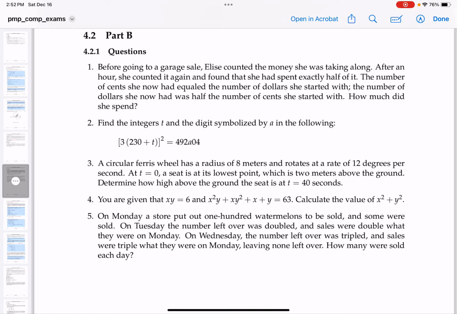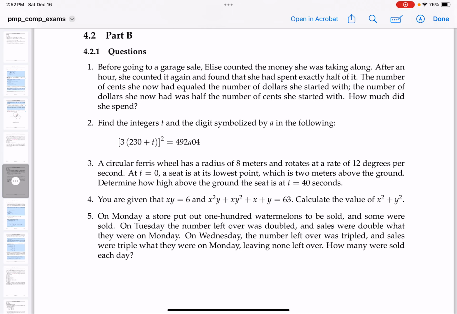Okay, let's start with problem number one. Before going to a garage sale, Elise counted the money she was taking along. After an hour, she counted it again and found that she had spent exactly half of it. The number of cents she now had equaled the number of dollars she started with. The number of dollars she now had was half the number of cents she started with. How much did she spend?